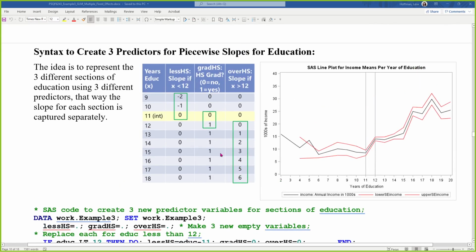So the trick is creating functions rather than assigning specific values for every possible level of education. You could write code that says, if education equals 9, then make this one -2, make this one 0, make this one 0. If education equals 10, make this one -1, make this one 0, make this one 0. But that would be very inefficient and potentially take a lot of lines if you have a lot of distinct values. So we're going to use functions that do the same thing with less code.